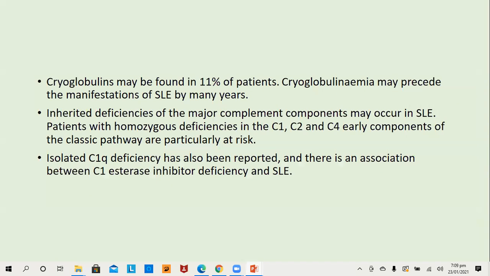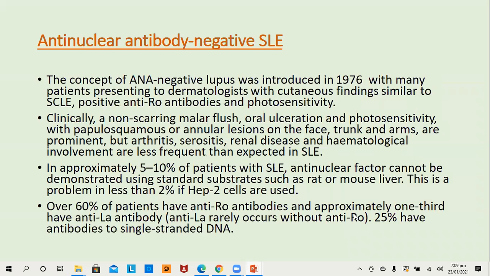The cryoglobulins may be found in 11% of the patients, and cryoglobulinemia may precede the manifestation of SLE by many years. Inherited deficiency of major complement components may occur in SLE. Patients with homozygous deficiency of C1, C2, and C4, early components of the classical pathway, are particularly at risk of SLE. Isolated C1q deficiency has been reported, and an association between C1 esterase inhibitor deficiency and SLE.